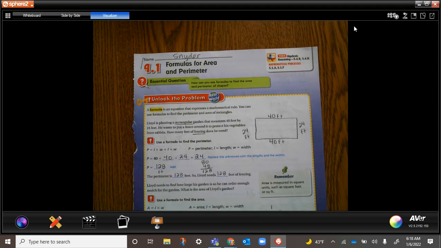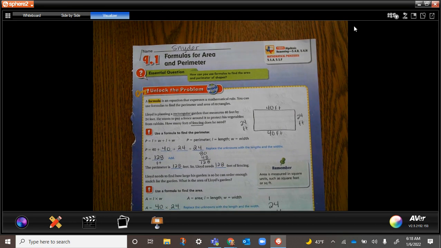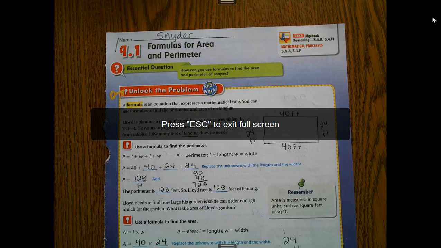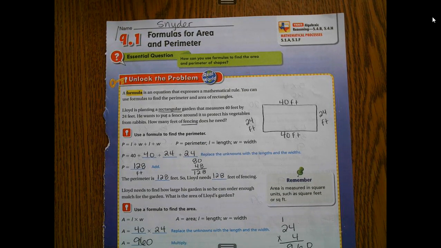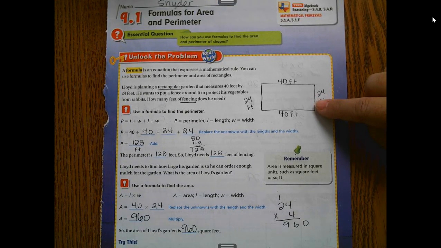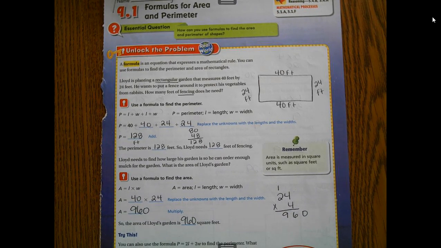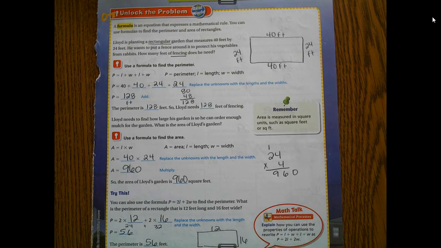And so on this first page, it says a formula is an equation that expresses a mathematical rule. You can use formulas to find perimeter and area of rectangles. So it says Lloyd is planting a rectangular garden that measures 40 feet by 24 feet. So anytime that you're not given the shape, go ahead over here and draw it out. And then when you start getting the dimensions of how many feet or how many inches it is, or whatever it might be measured in, then go ahead and start adding that to your shape.